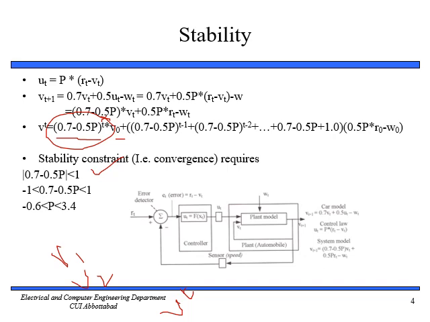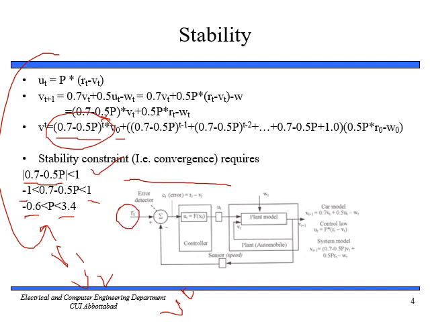If you simplify it, removing the mod sign, it means that the expression lies between minus 1 and 1. So if you subtract 0.7 from both sides, we will get p between minus 0.6 and 3.4. If we keep the value of proportional gain in this range, our controller is going to remain stable and it will converge. Converges means that we will reach our desired r of t.